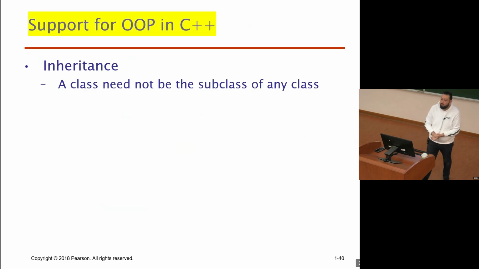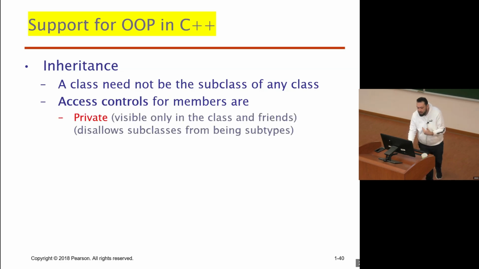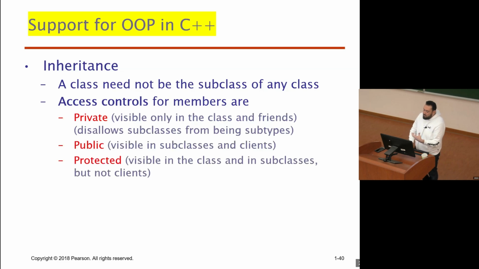Now, support for OOP in C++. Inheritance: we said a class need not be the subclass of any class. Access control. So that's what I want you to focus on. What are the access controls for members? Public, private, protected. Exactly. You know it for sure, but I don't want you to see the words access control and not know what access control is. If we say access control, that means private, public, and protected.